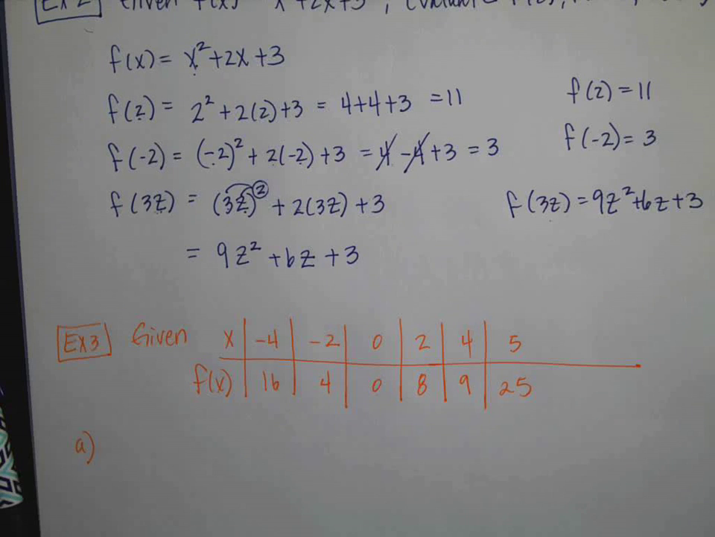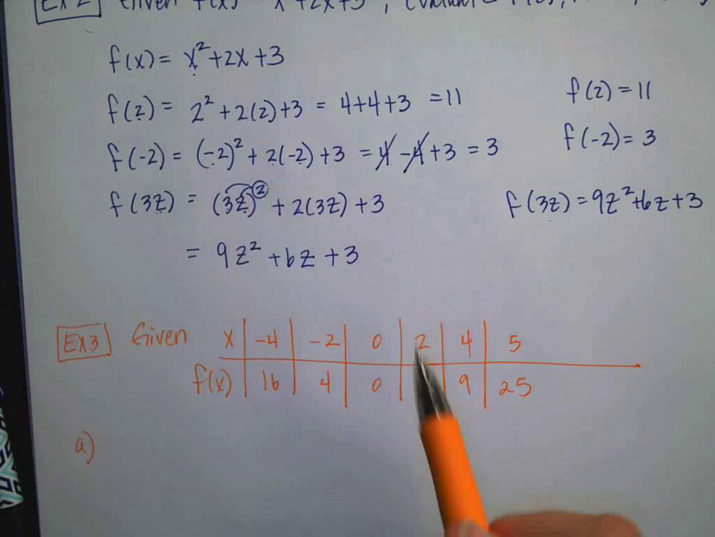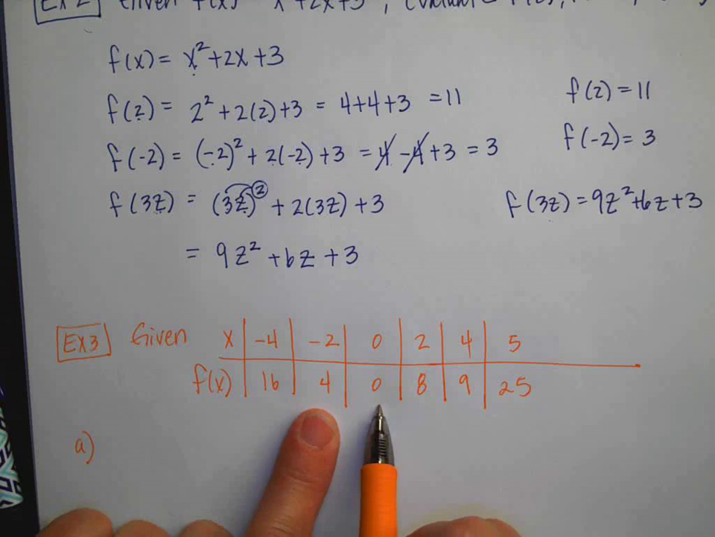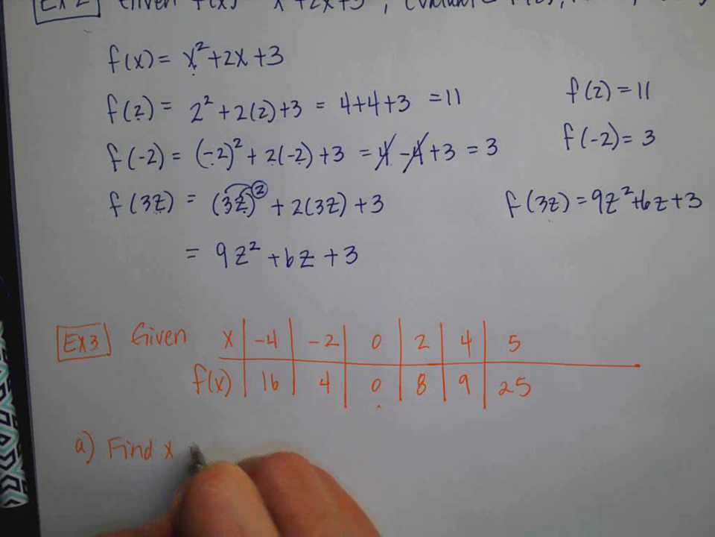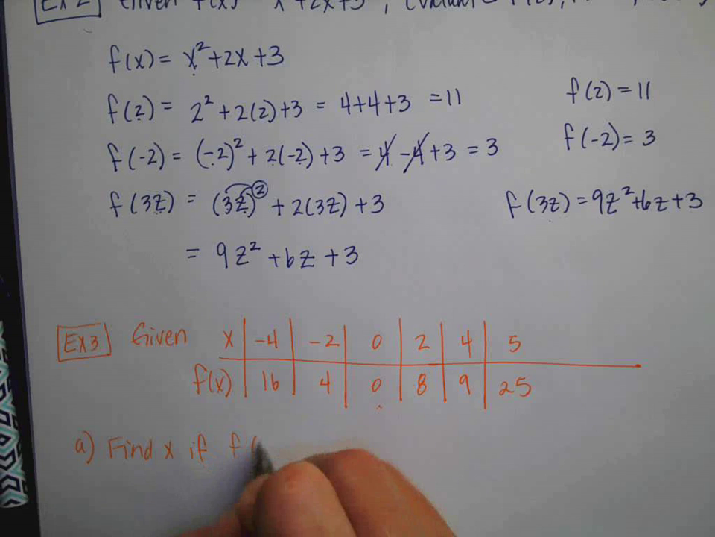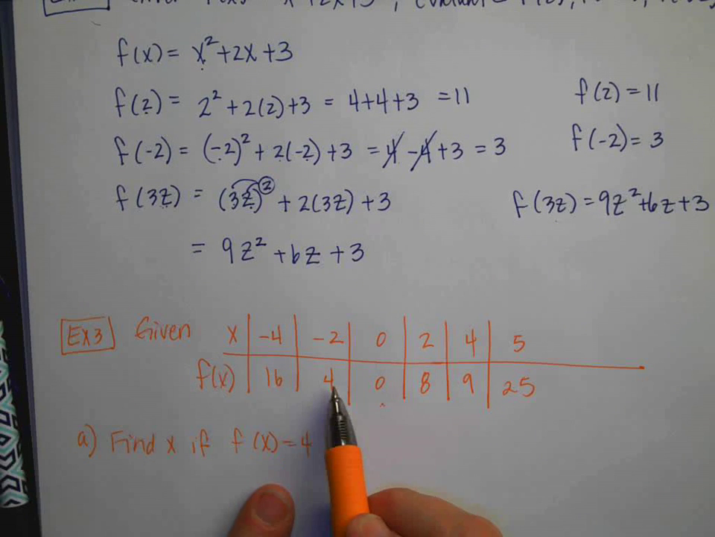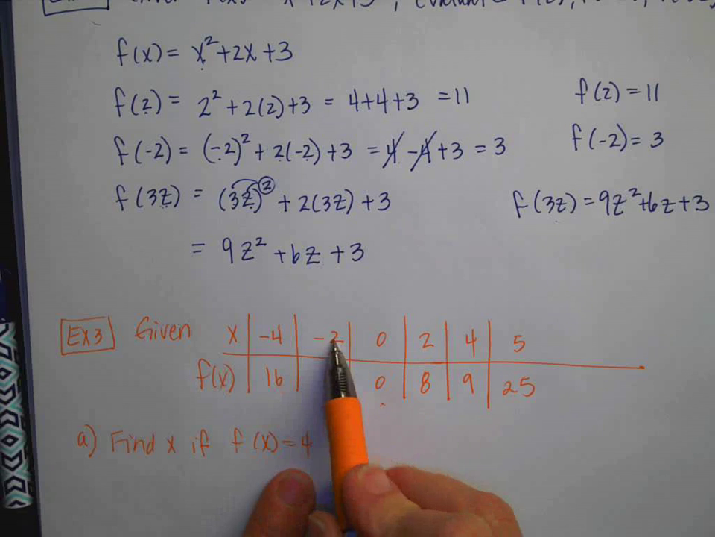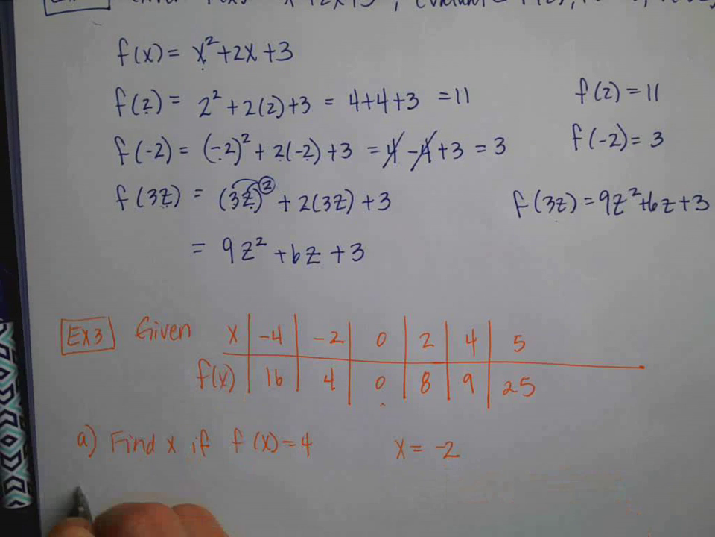Okay, so now I'm going to evaluate my function, but I don't have an equation to substitute things into. Everything is going to come from the table. So I want to find x if f of x is equal to 4. If I look at my table, if f of x is 4, that means x is a negative 2. So I would write x is a negative 2.